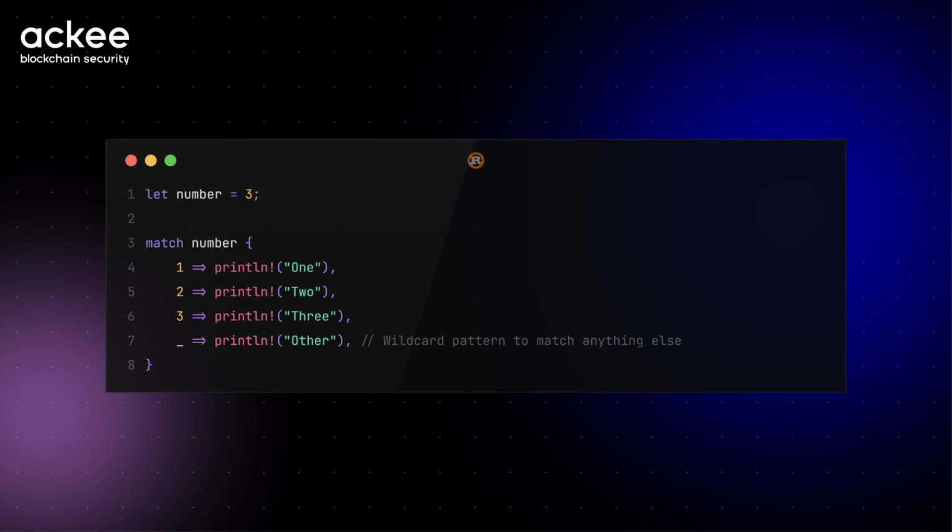So if the number is equal to 1, we will print 1. If it's equal to 2, we will print 2, and so on. And the last, 7th line is basically a wildcard. So this pattern matches everything else. So for numbers 1, 2, 3, we print these three strings. And for all other values, we print other.